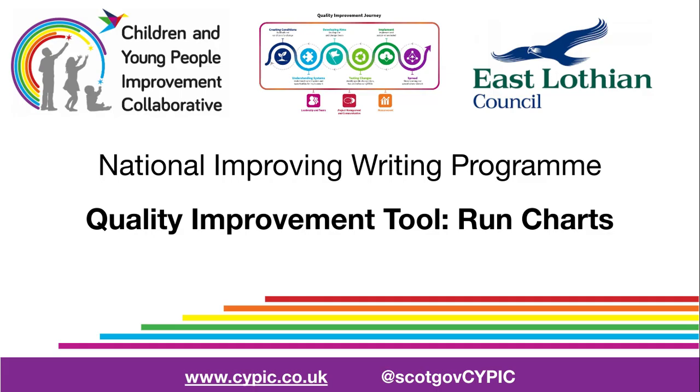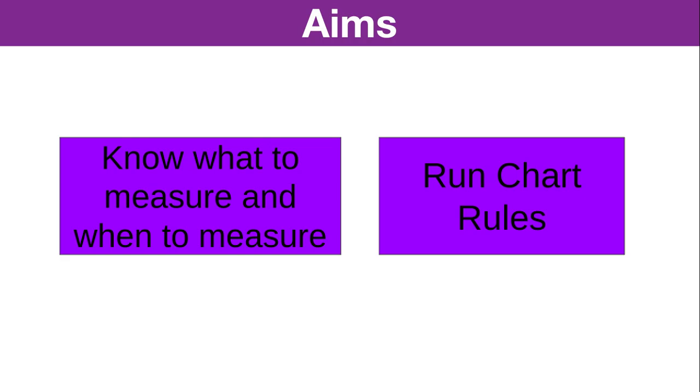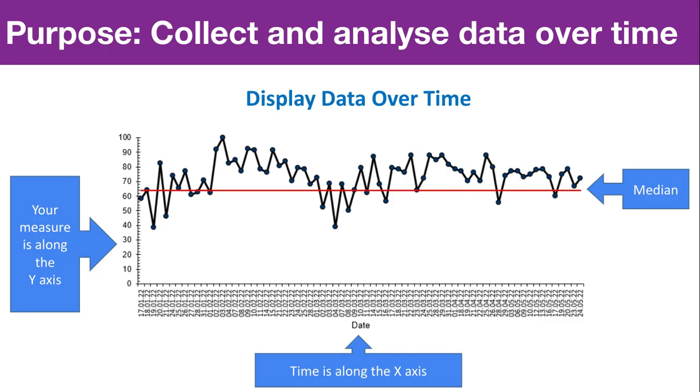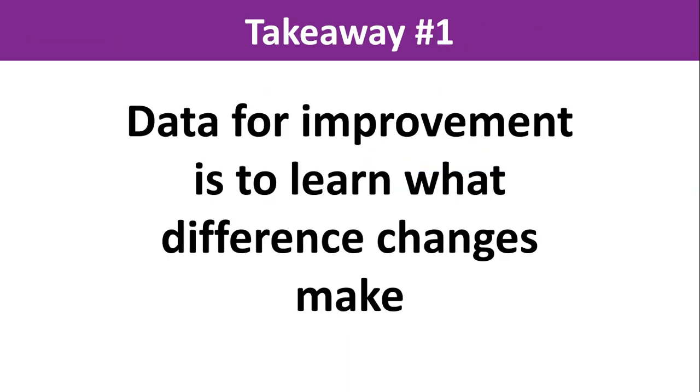Today we're going to look at the quality improvement tool of a run chart. So we're going to have to think today about what we measure and when we measure it, and then to look at run chart rules which will support you to know if interventions have made a difference. So the purpose of a run chart is just to collect and analyse data over time. And there's a few key takeaways for today's session.